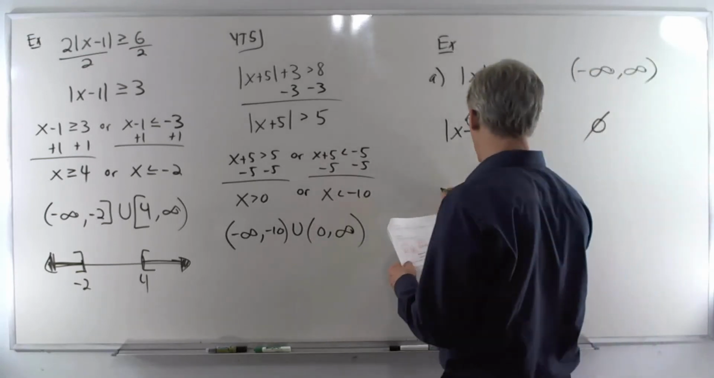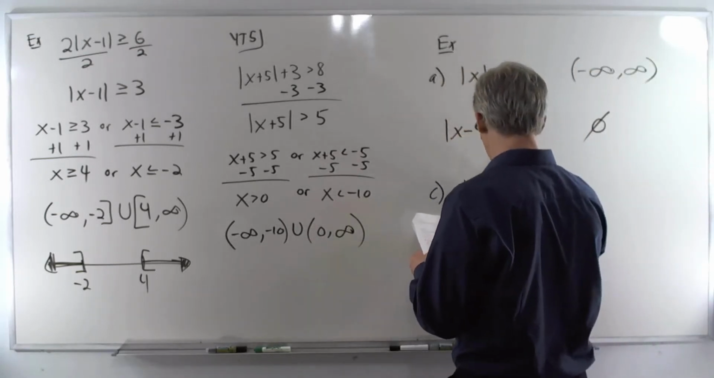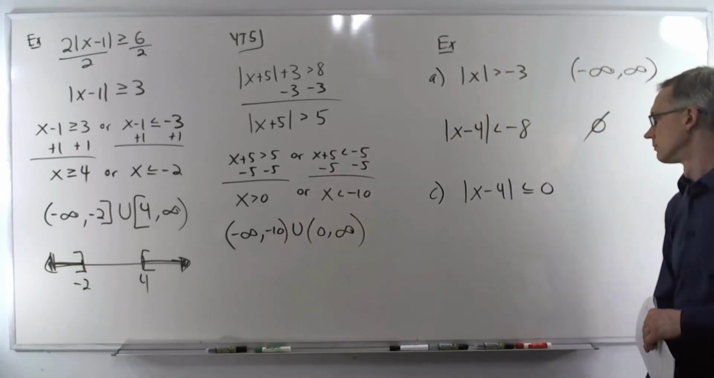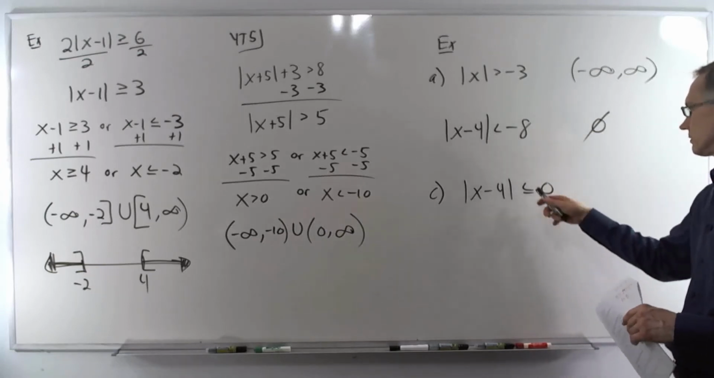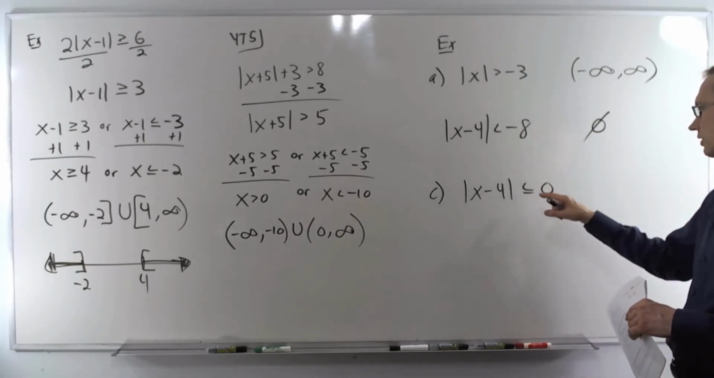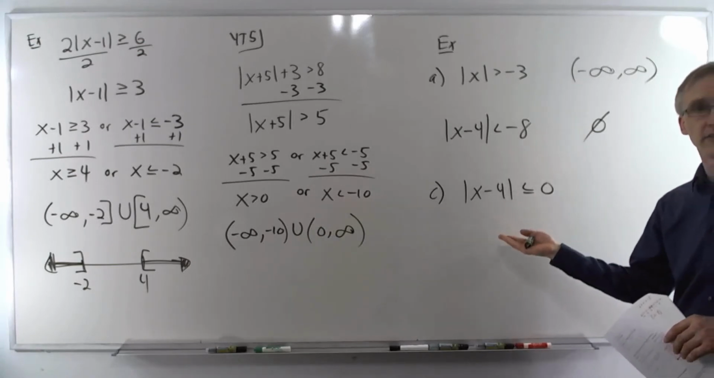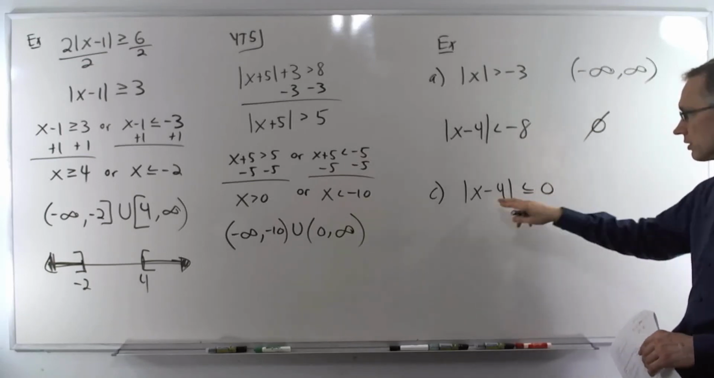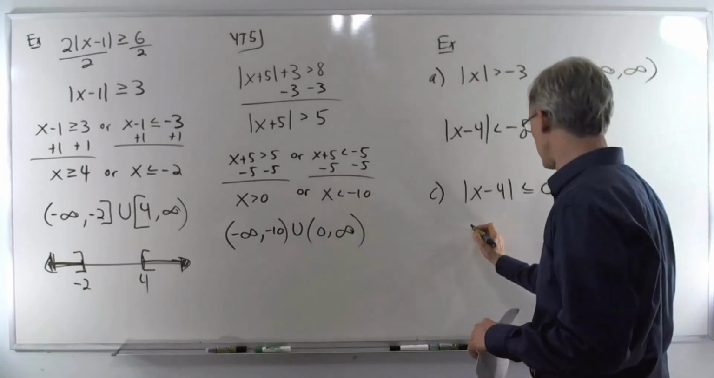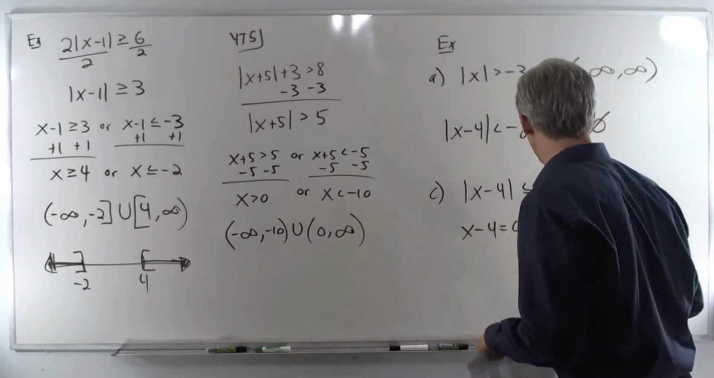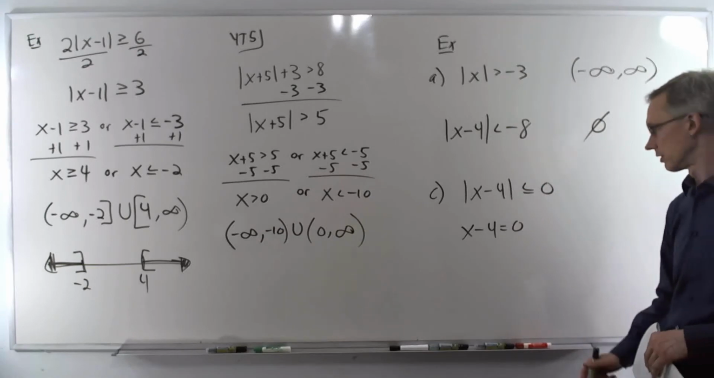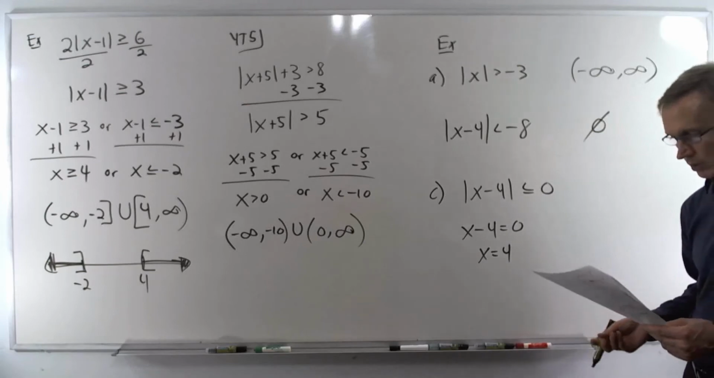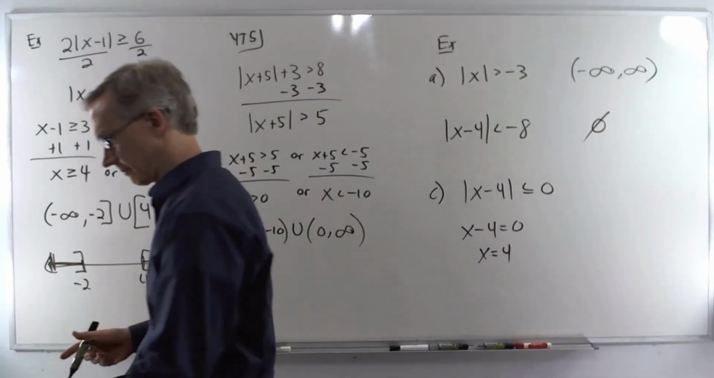All right, C. What if we have absolute value less than or equal to 0? Okay, well there are two different possibilities here. It could be less than 0, in which case it's negative. But absolute values can't be negative. So that part doesn't make any sense. But it could equal 0. So that's the only thing we have to solve then. Just translate this directly into x minus 4 equals 0, and that's x equals 4. Your turn, number 6.